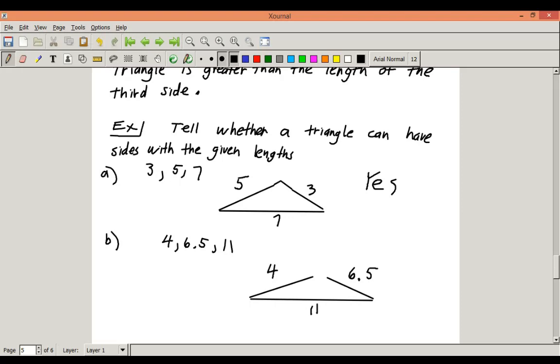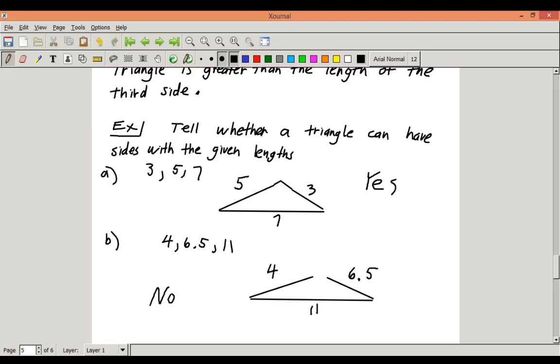If they are equal, let's say one of these was 6 and one was 5, so that the two other sides equaled the third side, 11, then they would collapse into a straight line segment. You would not have a triangle. So the triangle inequality theorem says that any two sides, the sum has to be strictly greater than the third side. So this is a no. This is not a triangle.